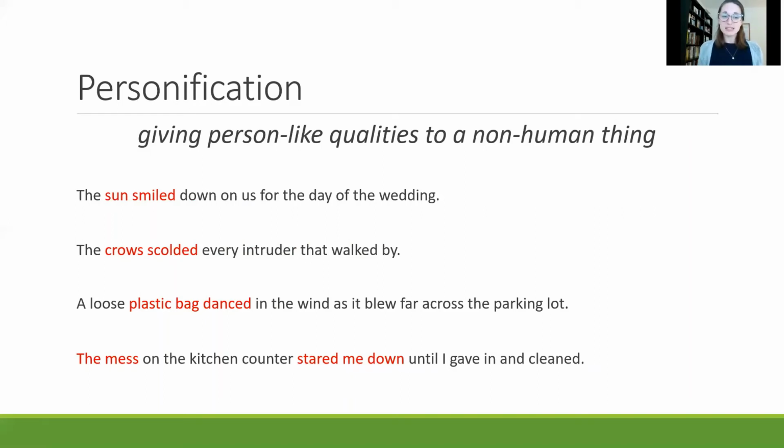The last one says, the mess on the kitchen counter stared me down until I gave in and cleaned. Now, of course, the mess cannot stare someone down by itself, but it can kind of give that feeling, right? When you walk into something and you know you have to clean it and it feels like you're not going to be able to get away until you actually finish the task. That's the feeling we're trying to get with this type of figurative language and personification.